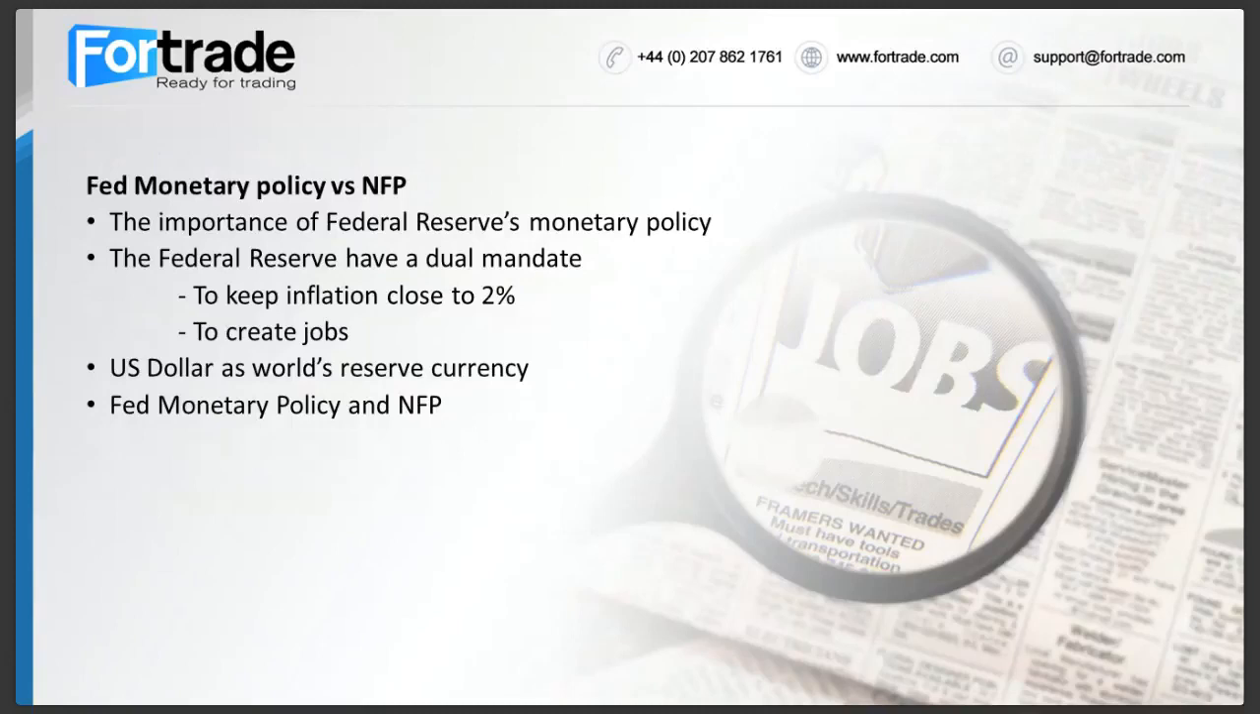Fed monetary policy and NFPs. When the NFP is released, the whole forex market moves, and traders see aggressive spikes or dips on all currency pairs. This says much about its importance, so here are some things that will make this release so crucial for forex traders. It all comes from the Federal Reserve's mandate. It is no regular central bank, but the most important one in the world, as it sets the interest rate and the monetary policy for the US dollar.